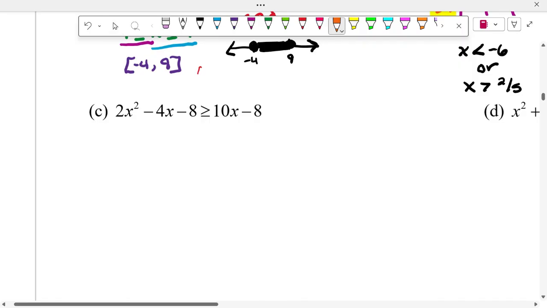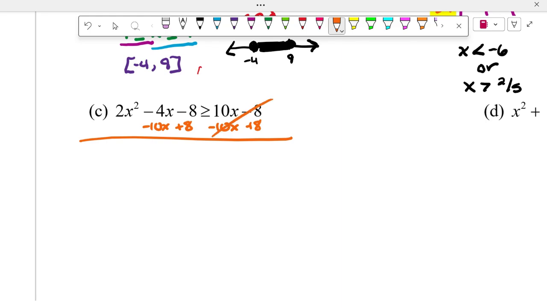If we don't have one side equal to 0, what do we have to do? Move it over. So I'm going to subtract the 10x over. I'm going to add the 8 over. This one's actually pretty easy because I have 2x squared minus 14x. What happens to the 8s? Cancel. Less than or equal to 0. How do I factor that? 2 and x. Surprisingly, this was the problem that y'all missed the most on the test.